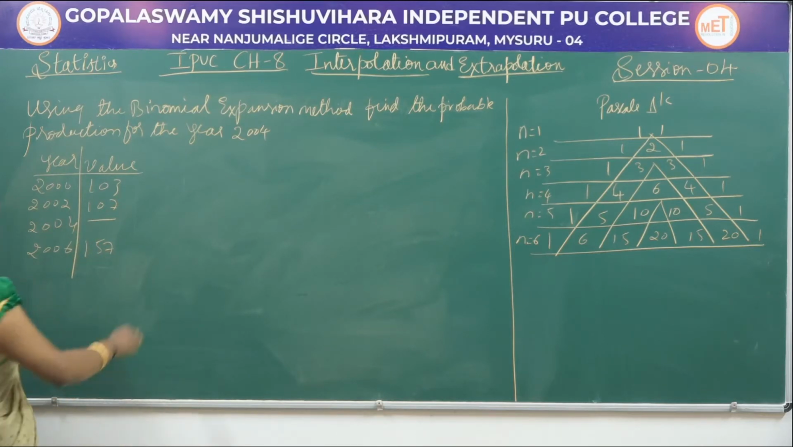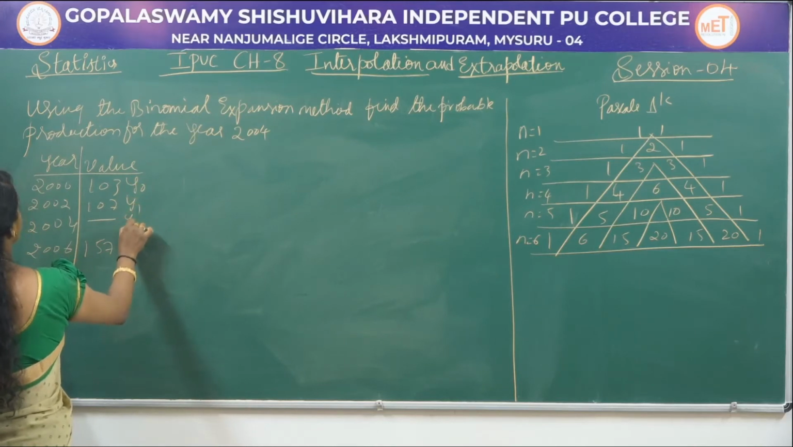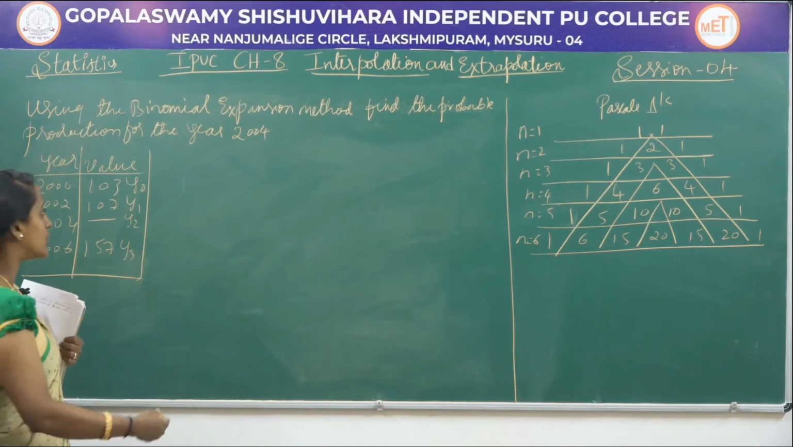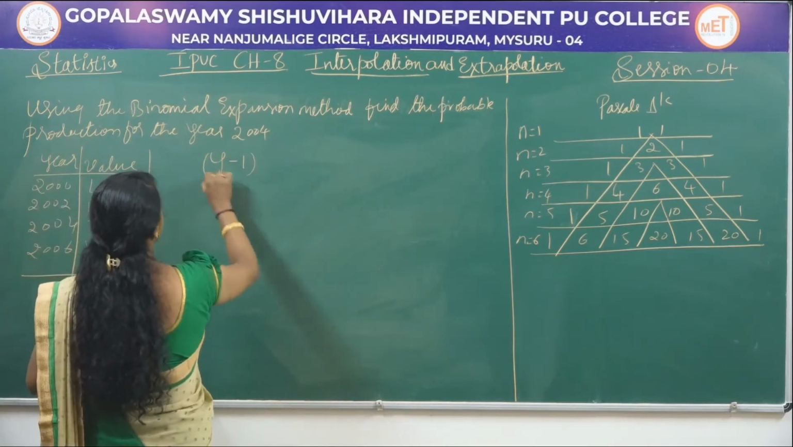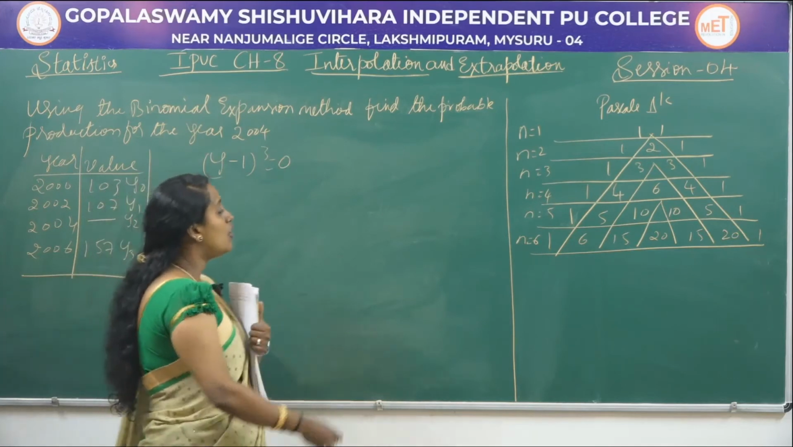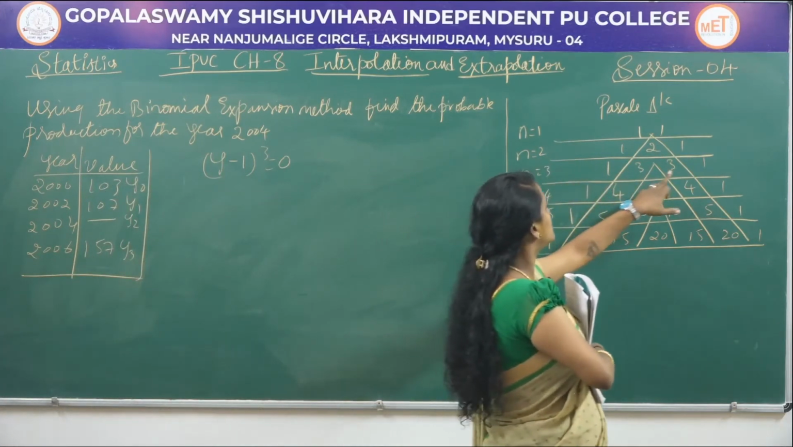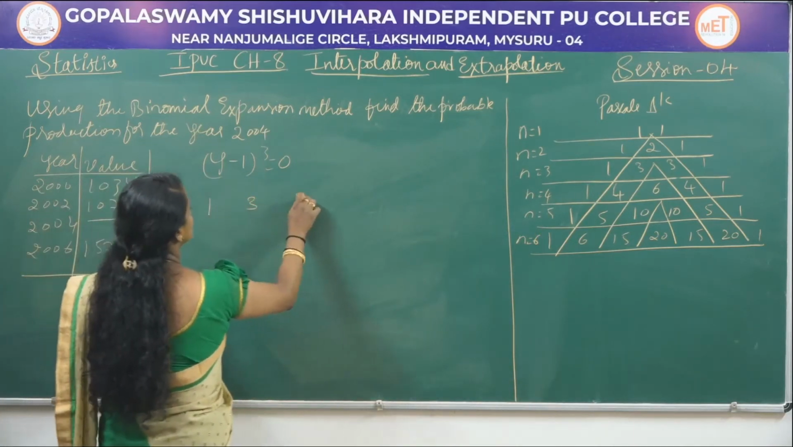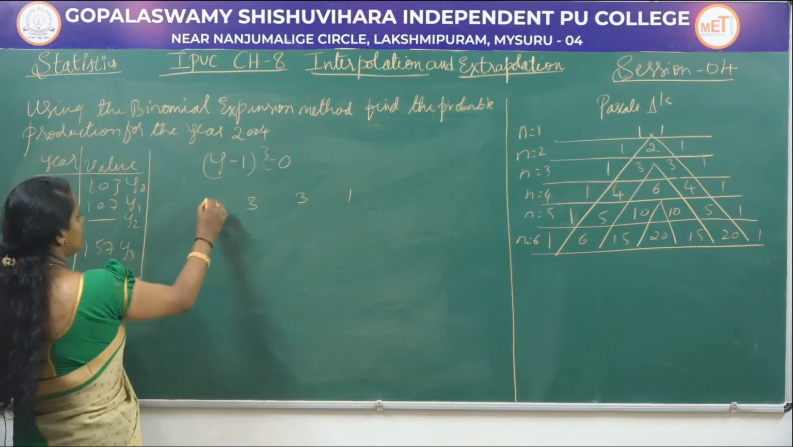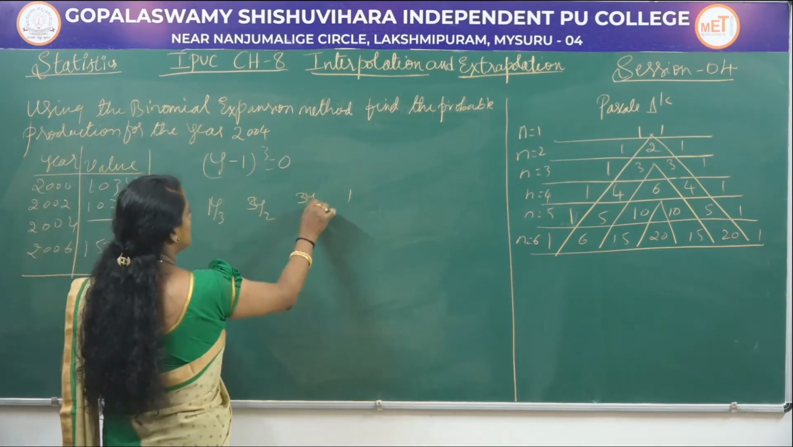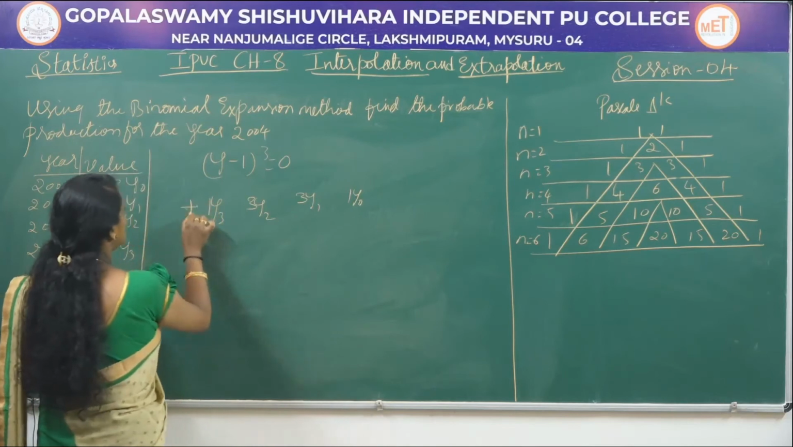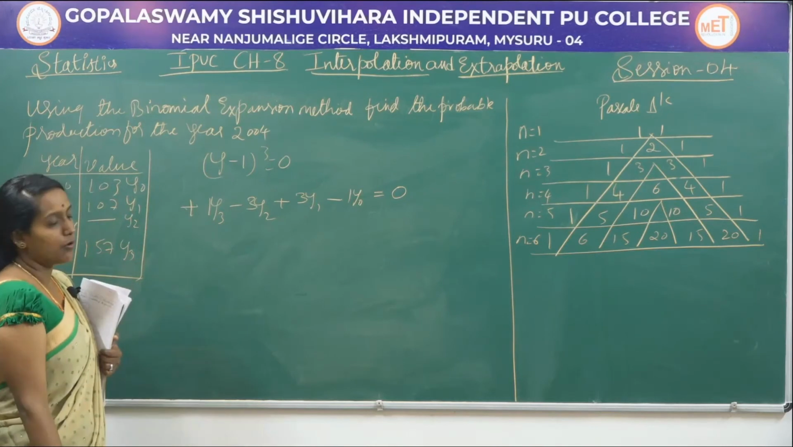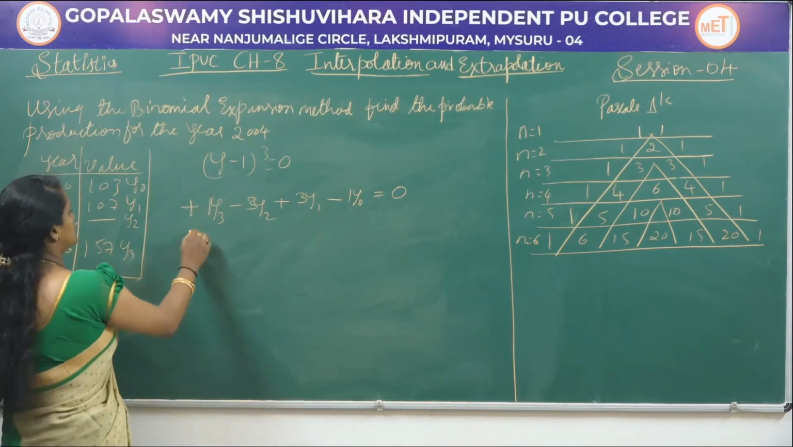First let me denote this with y. It is y0, y1, y2 and y3. So till 3, that is n is equal to 3. So we have to expand (y minus 1) to the power 3 is equal to 0. For n equals 3, 1, 3, 3, 1 are the coefficients. Next take down the y values, y3, y2, y1, y0. Alternating signs we have to take. At last we should equate this to 0.